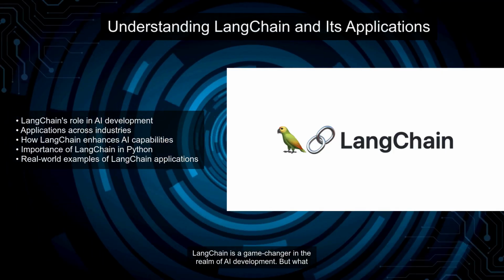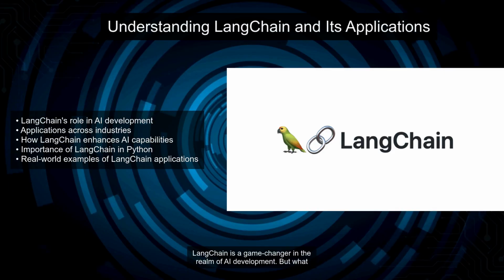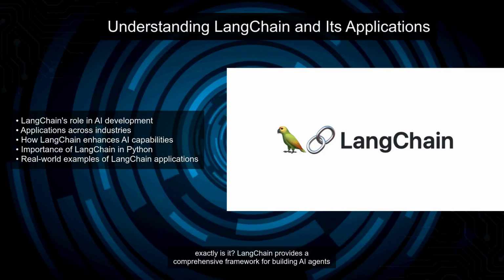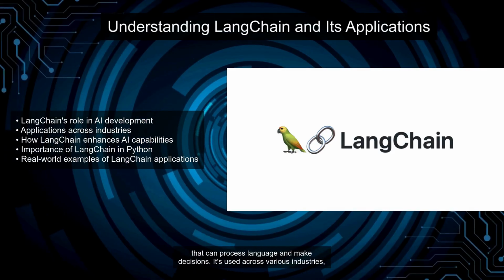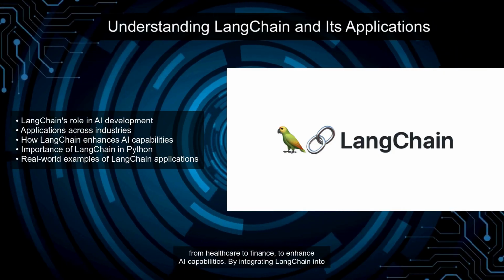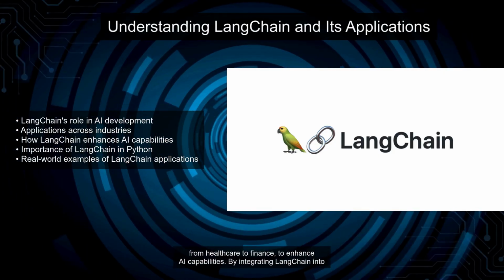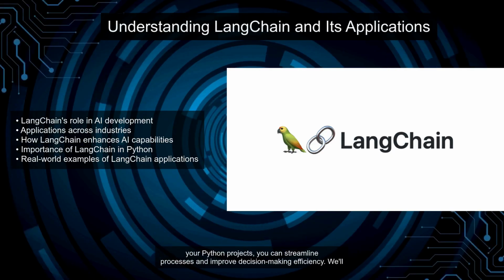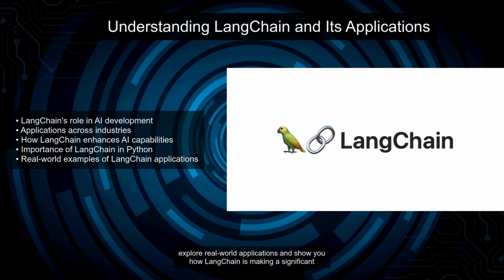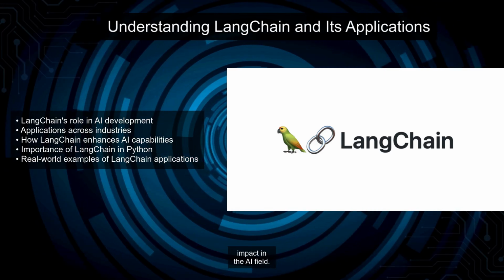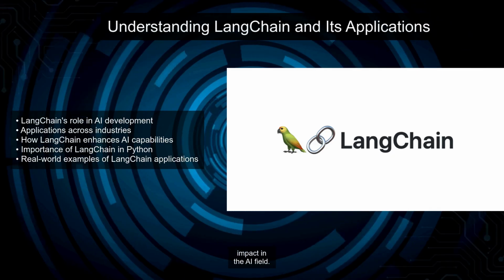LangChain is a game changer in the realm of AI development. But what exactly is it? LangChain provides a comprehensive framework for building AI agents that can process language and make decisions. It's used across various industries, from healthcare to finance, to enhance AI capabilities. By integrating LangChain into your Python projects, you can streamline processes and improve decision-making efficiency. We'll explore real-world applications and show you how LangChain is making a significant impact in the AI field.